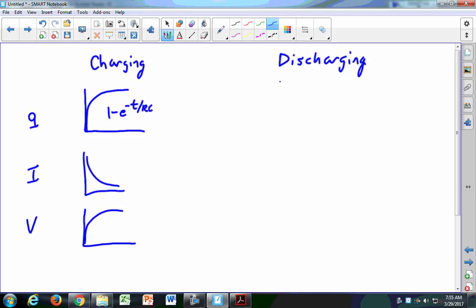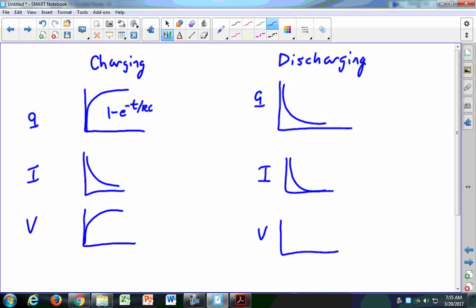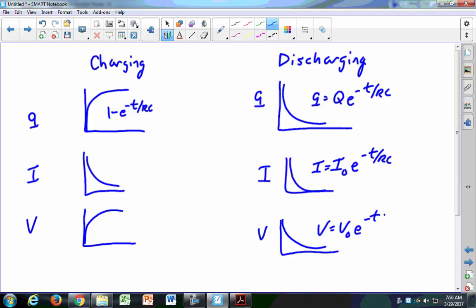For the discharging, Q looks like this. I looks like this. And V, yeah, it looks like that. And whenever you have these decay curves, for example up here, it's going to be Q equals big Q times e to the minus t over RC. Likewise, I is I naught e to the minus t over RC. And then V is V naught times e to the minus t over RC.